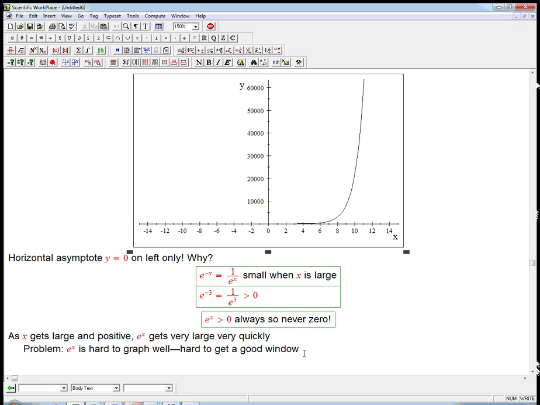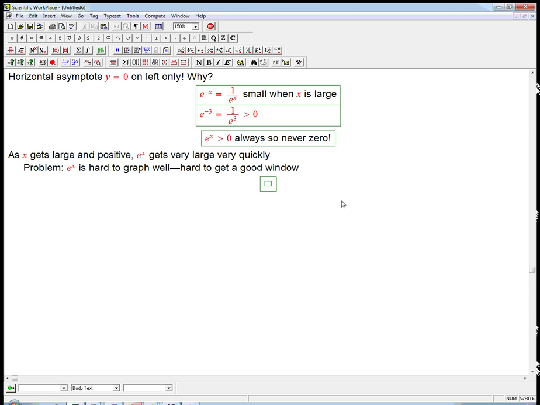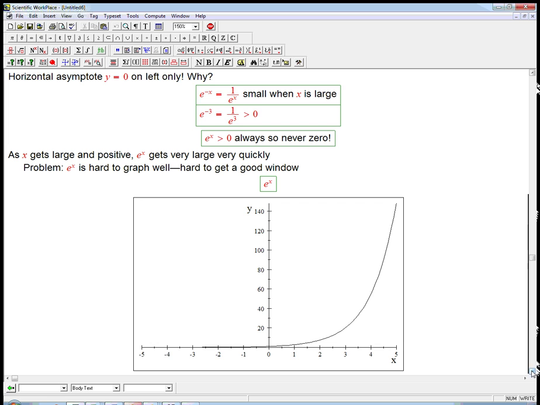Okay. What else do we know about e to the x? Well, I've been focusing on e, but let's go ahead and go back to some of the other bases. How do they compare? So let's do a multiple graph. Let's do e to the x again, but then I'm going to add in some graphs with different bases.